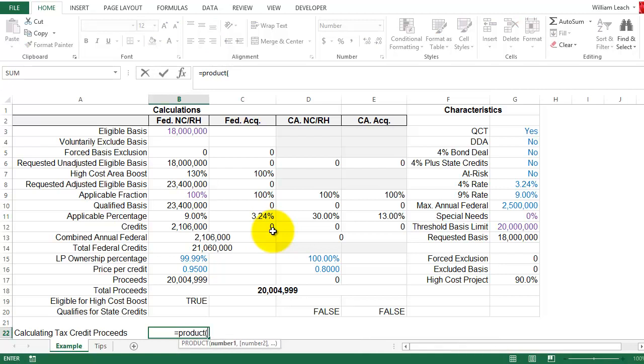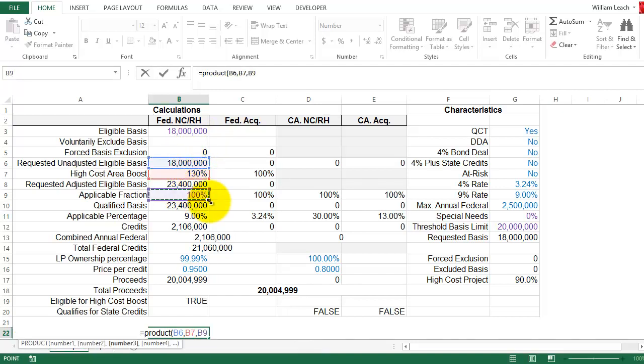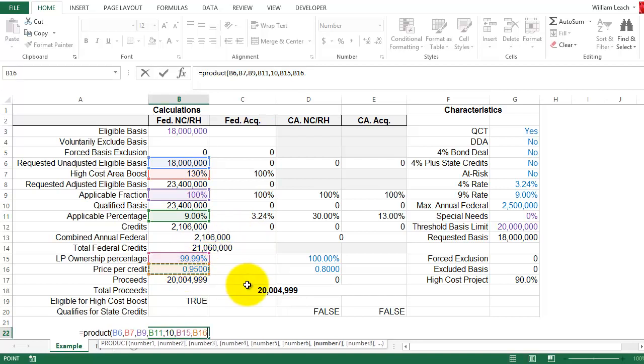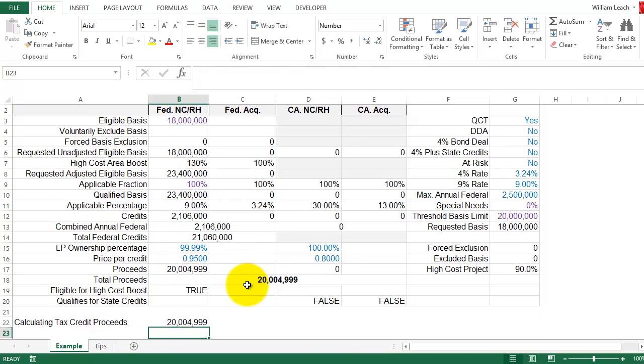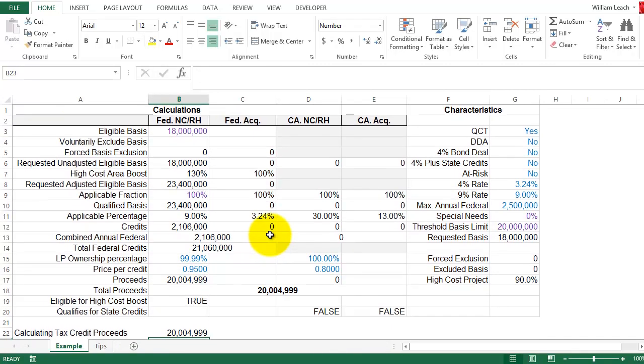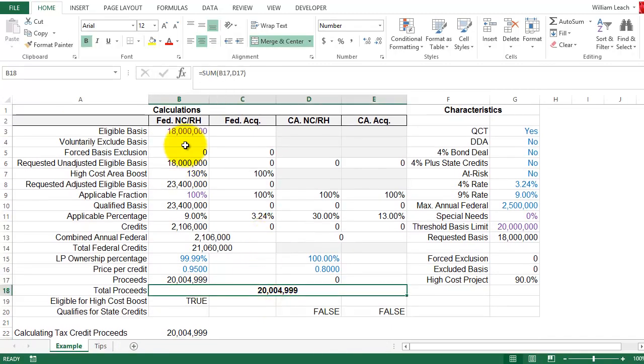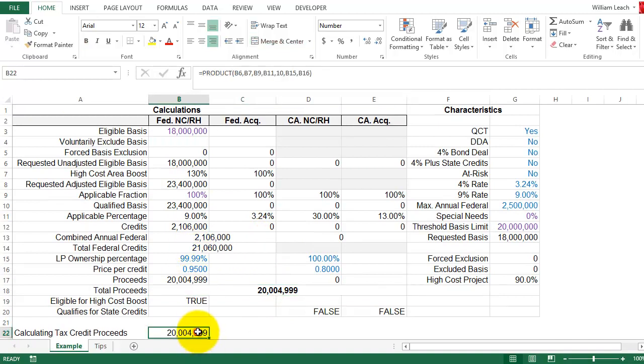The product, meaning the multiplication of all of these things. Let's take our requested basis, our boost, our applicable fraction, our applicable percentage. Let's do 10 for 10 years. Let's multiply it by the ownership percentage, and we'll multiply it by the 95 cents. And what do we get? We get 20 million, just like we would with the more sophisticated model.